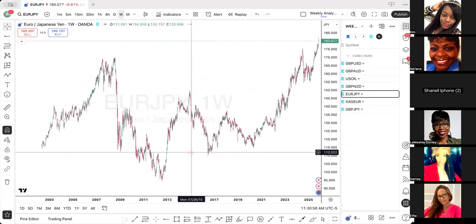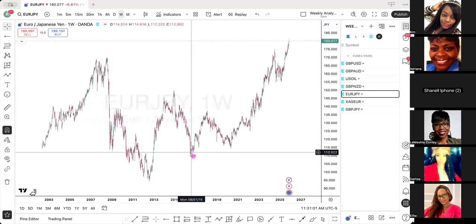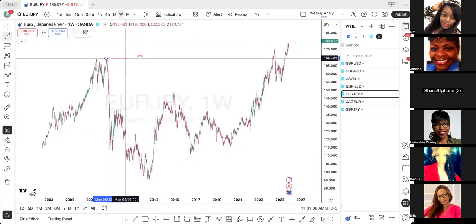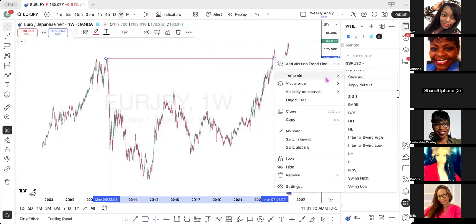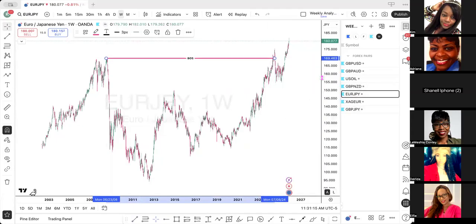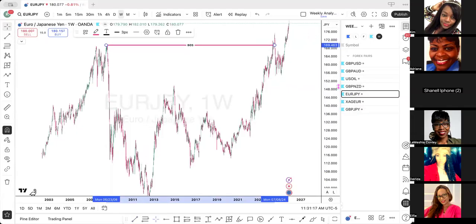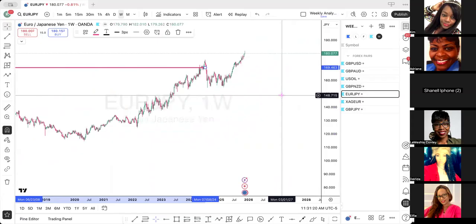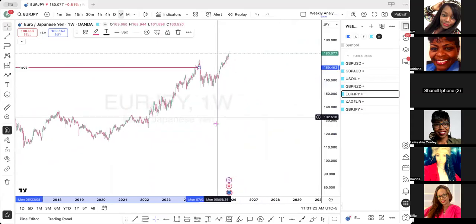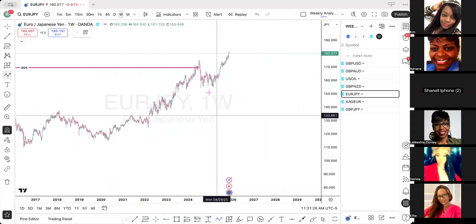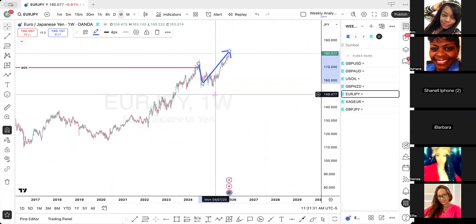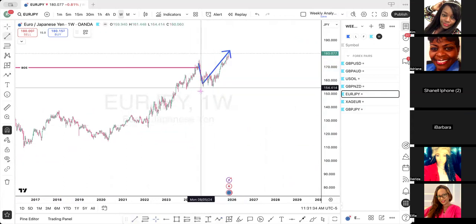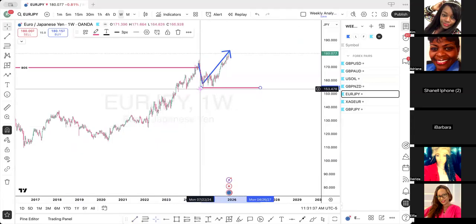EJ, on the weekly. Look at the bigger picture. So the bigger picture is telling me that we broke this structure. We have this breakup structure here. So now we know at some point price is likely going to be pulling back. So if I look at the structure within there, we're here. All right. So this is our weekly swing low. And of course, we're at this high.